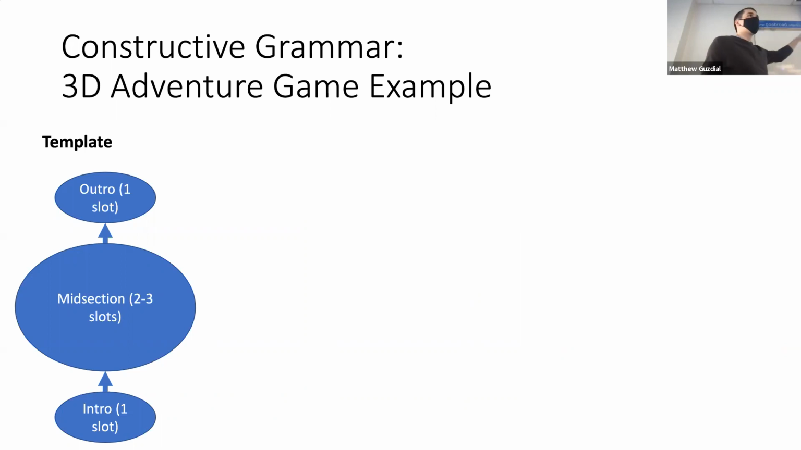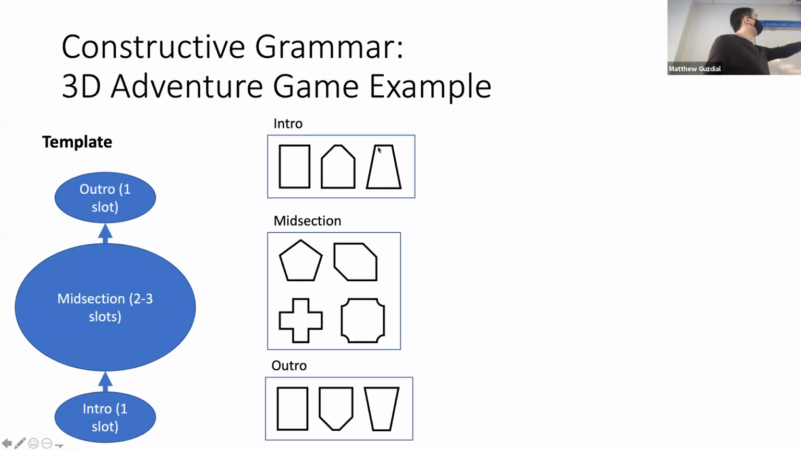We'd have a template. Our template says we're going to have an intro to our level, just one area that's the beginning of it. Then we're going to have a middle section, which is going to be 2 to 3 slots, and then an outro, the final bit of the level. From there, we can say that we have different tokens that can fit into each of these slots. In this case, I'm just using different shapes. We can think of these as distinct rooms that have been authored by a human at some point. So our intro tokens are these, midsection tokens are these, and our outro tokens are these.